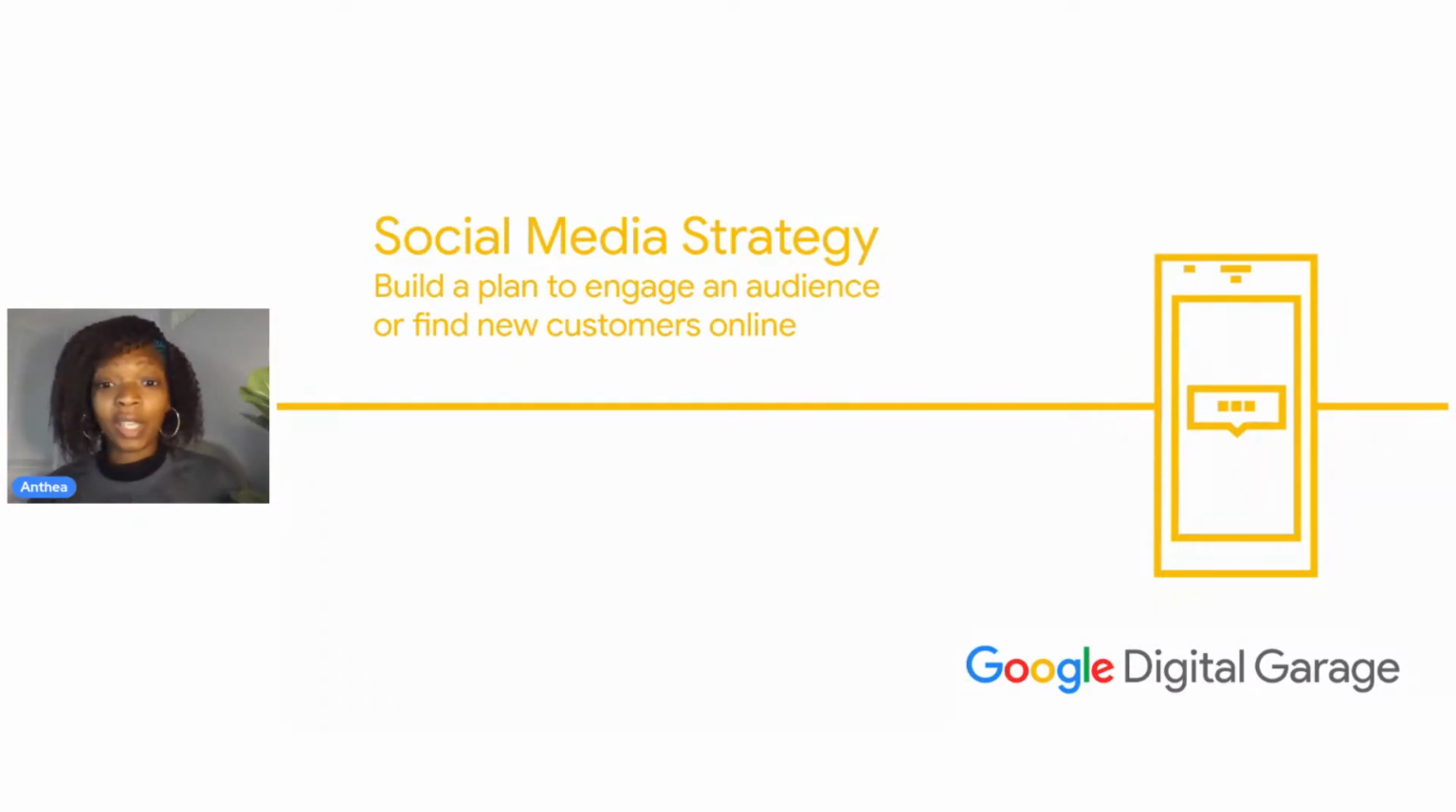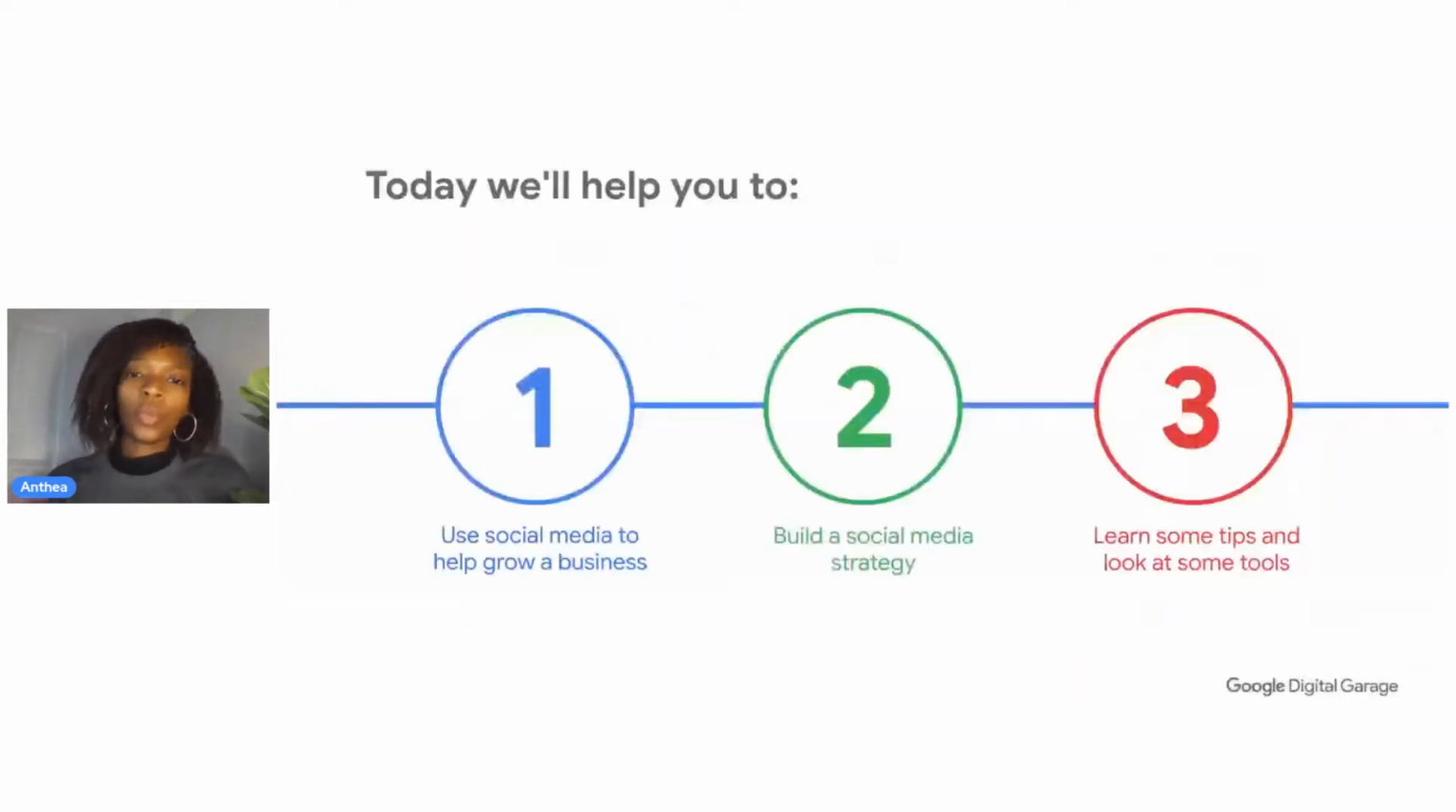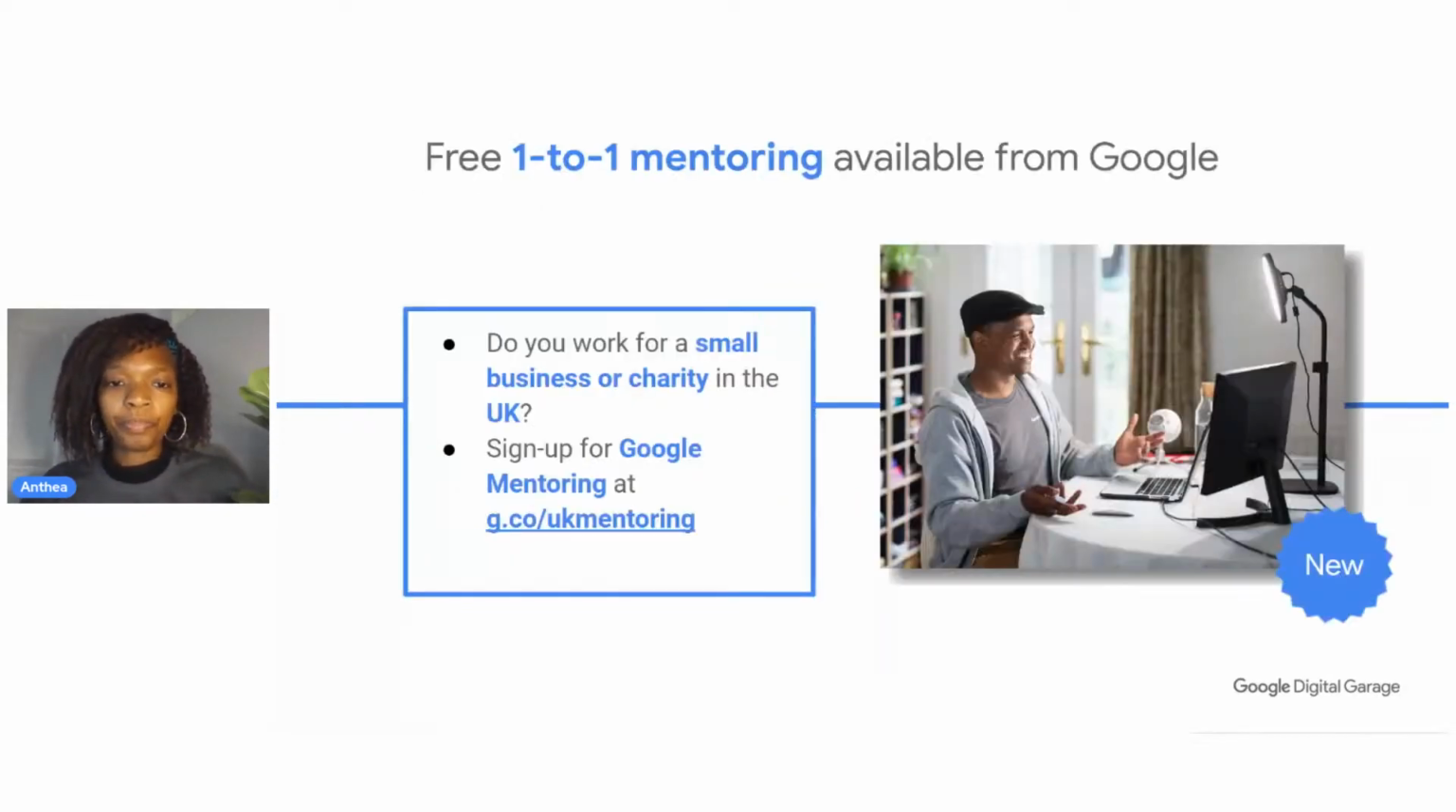Let me just get stuck in. Okay, so we're going to break this particular session down into 3 parts. The first is showing you how to use your social media to actually grow your business. And do let us know in the chat, what business do you have? What is it that you're actually here to get social media strategy tips on? The next is we're going to look at a framework for actually building a social media strategy. And then lastly, we'll look at some tips and also some tools that are going to help you in terms of best practice for social media.